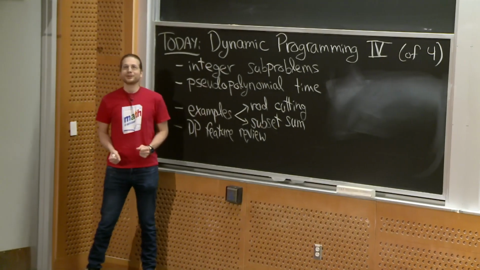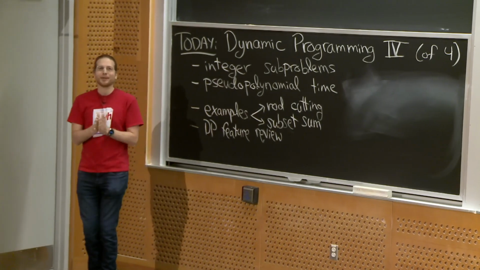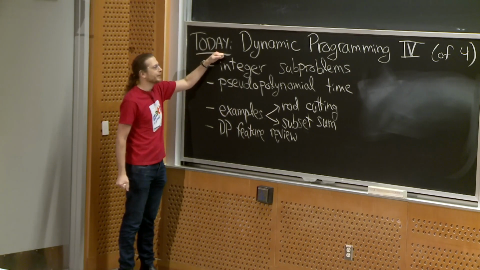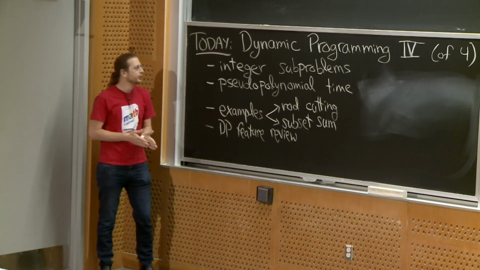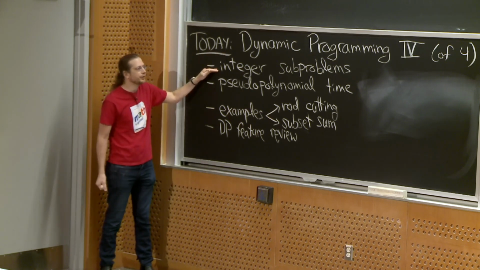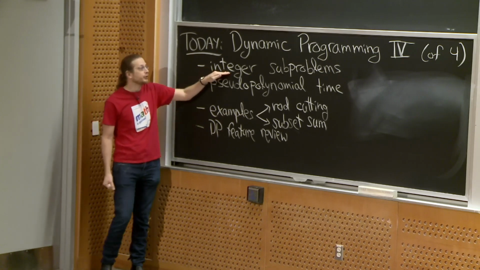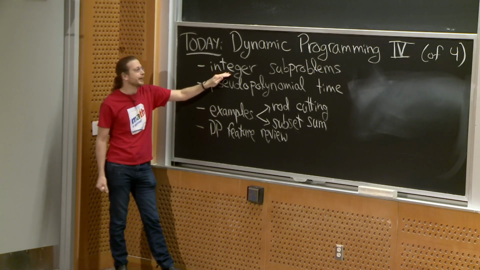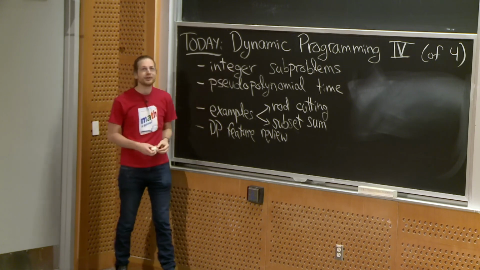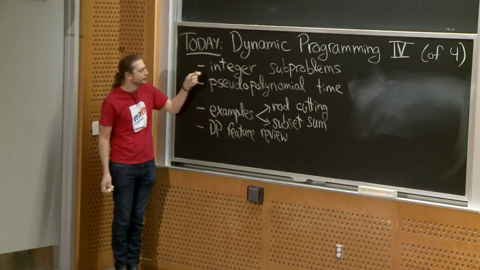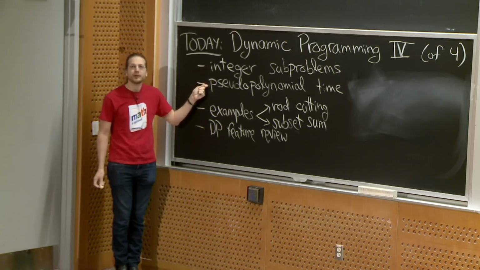All right, welcome to the grand finale of dynamic programming in 6.006, 4 of 4. Today we are going to focus in on a particular type of subproblem that we saw at the very beginning with Fibonacci, which is when you have an integer input, and a natural thing to do with that integer input is look at smaller versions of that integer. And this is going to lead us to a new notion called pseudopolynomial time.